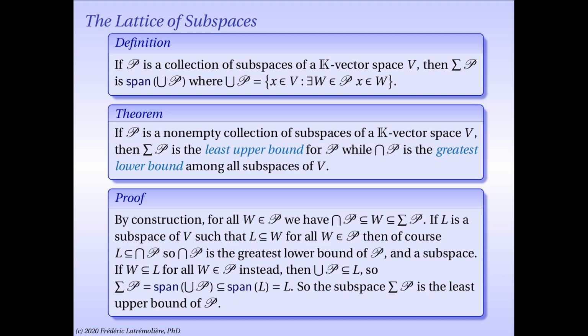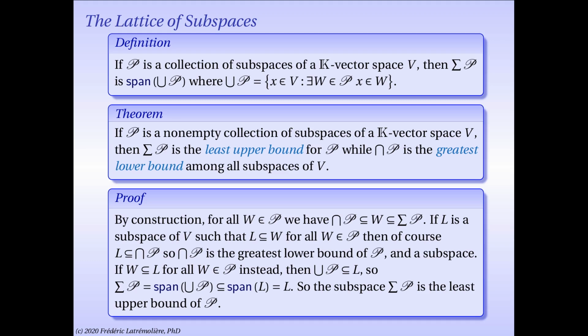But on the other hand, if you have an upper bound for the collection P, that is a subset L, actually a subspace I should say, my mistake, a subspace L of V, which contains every element of P, then, well, first of all, as a subset, it does contain the union of P. That is true. But more interesting for us is that the sum of P, which is the span of the union of P, must be contained in the span of L by monotonicity of the span operator. But in turn, the span of L is simply L because L is a subspace.